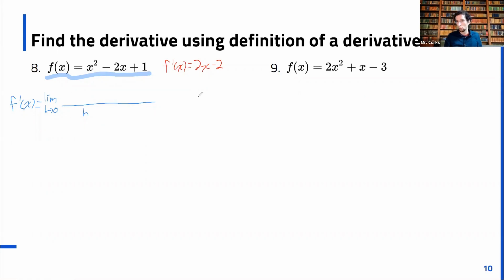I think it's x plus h squared. Okay, so x plus h squared, minus 2 multiplied by x plus h, plus 1. Finished? No, and then minus. All right, so I'm going to write larger brackets here. Minus x squared minus 2x plus 1, plus 1.